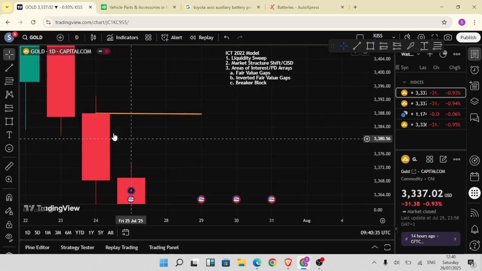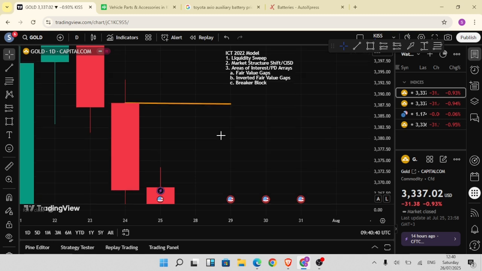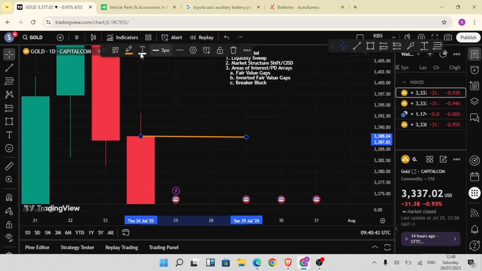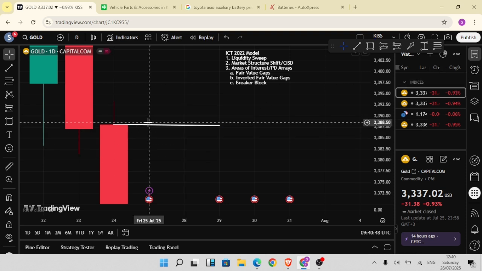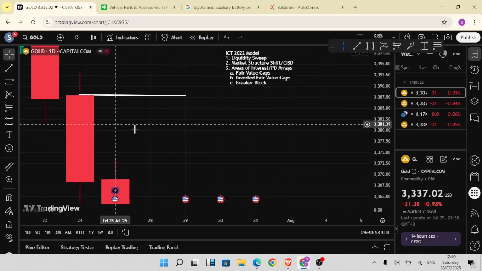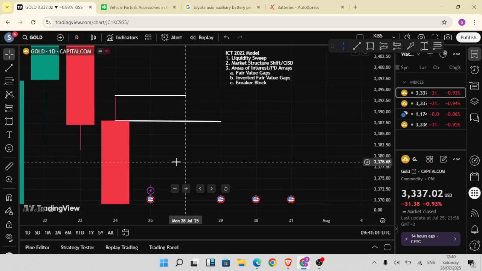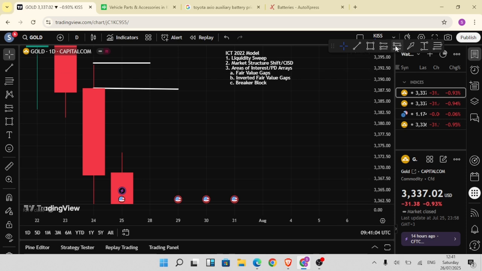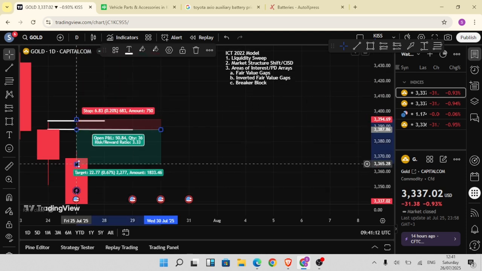Opens, forms a high, then drops. As this high is being formed, basic entry model is place a sell stop at this point. Once this sell stop is triggered, you will place your stop loss slightly above the high, and you want maybe to take a risk to reward ratio of 1 to 3, like that.